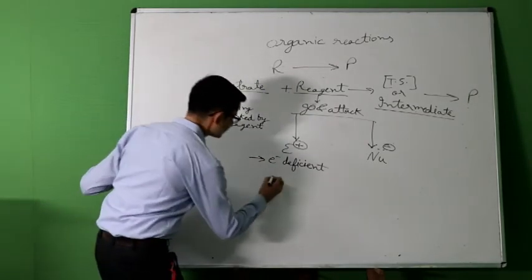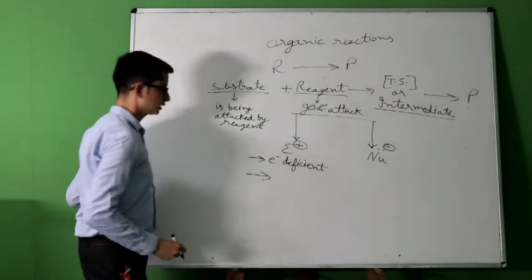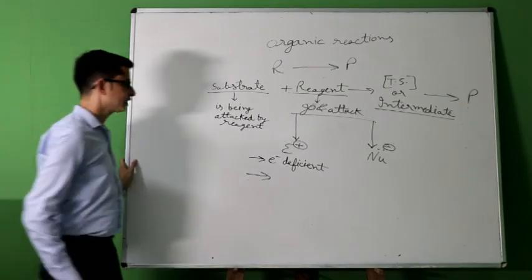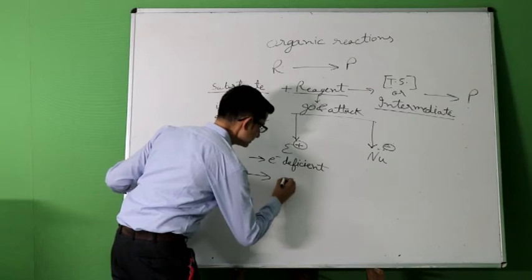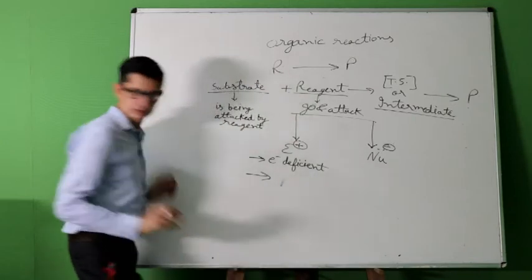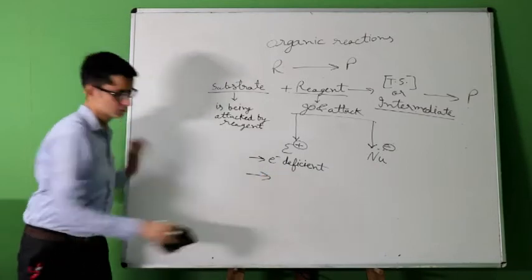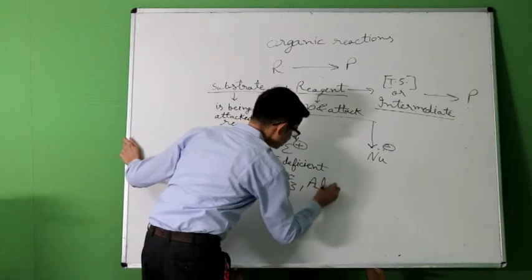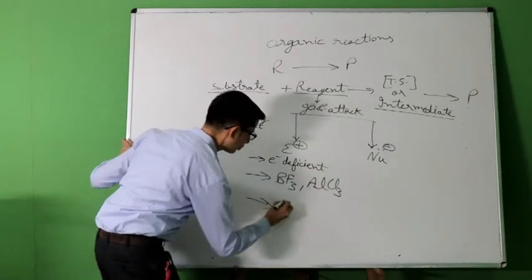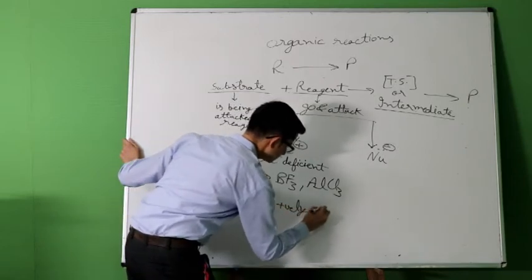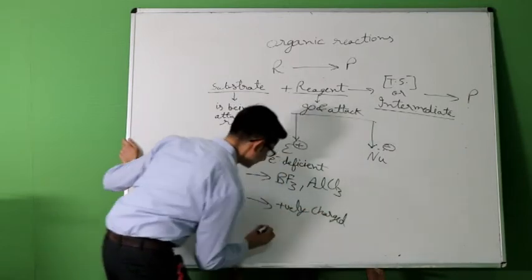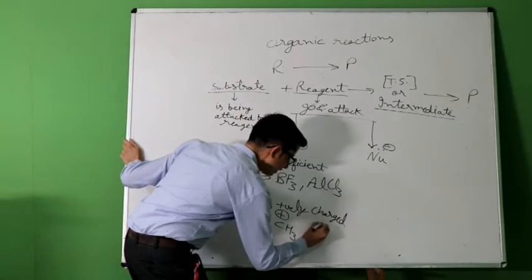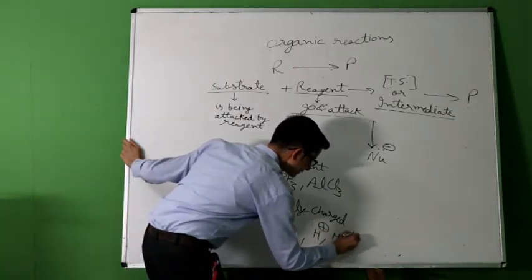For example, methyl ion, hydrogen ion, BF3, aluminium chloride. These are of two types. First, neutral, that is BF3, aluminium chloride, etc., or positively charged, like methyl ion, H positive, hydrogen ion, hydronium ion, etc.